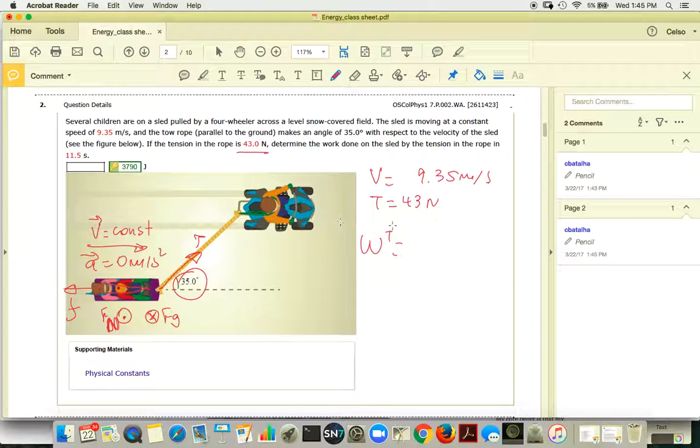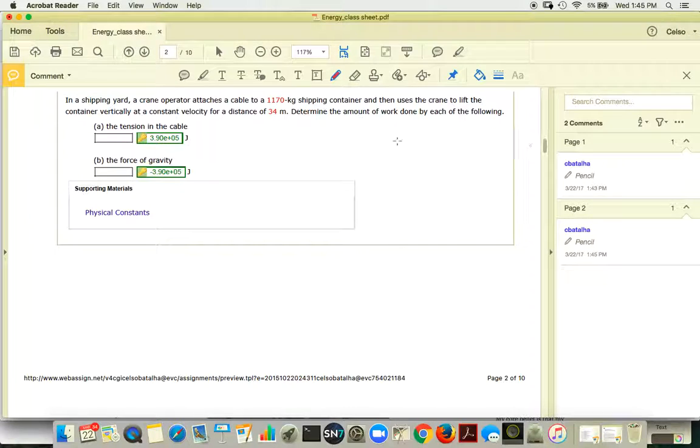But the work done by tension is T cosine of 35 times the displacement. And is the displacement given? No. But look at what is given: the time that it takes the sled to move. Since the velocity is constant, the displacement is equal to the velocity times the time. And the velocity is given, it's right there. Okay, next.